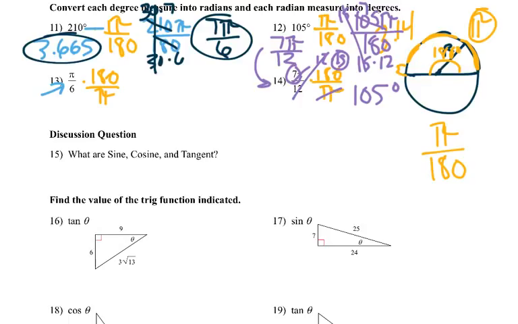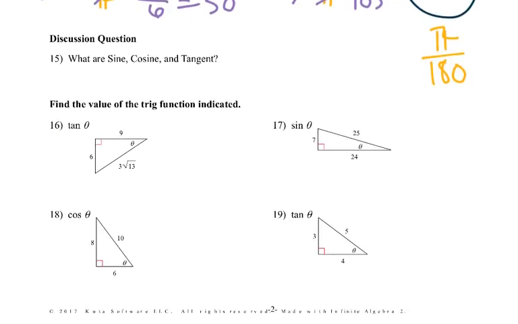Okay, number 3 again, the pi's cancel. 180 divided by 6 gives us 30 degrees. Okay? Now, sine, cosine, and tangent. Okay, hopefully you remember the acronym Sohcahtoa.